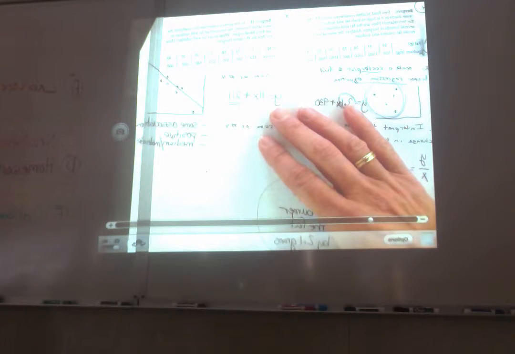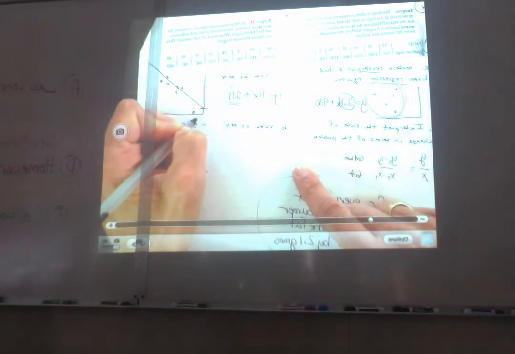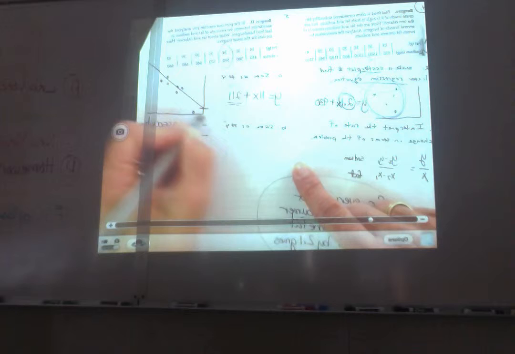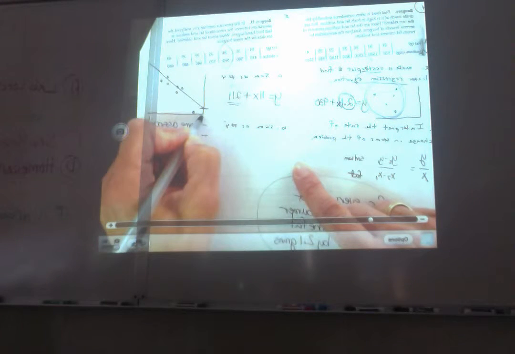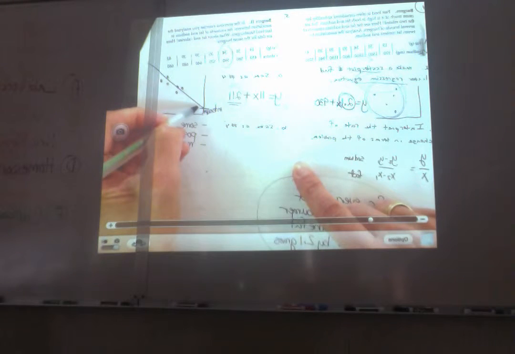What I want you to look at is where does the line hit the y-axis? What do we call that spot right there? No, the origin's down here. Intercept. If I look at a line that kind of goes through all the points, it's not hitting at the origin, it's hitting a little above the origin. That spot that it's hitting is called the y-intercept.